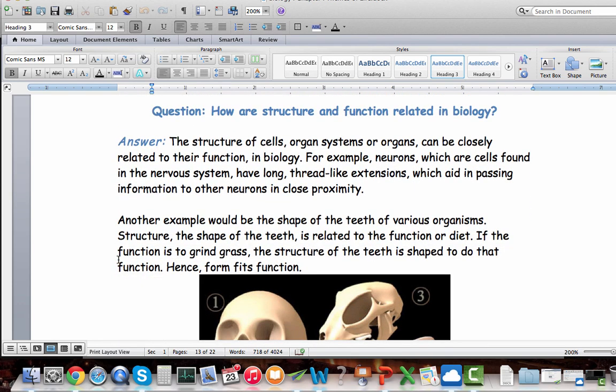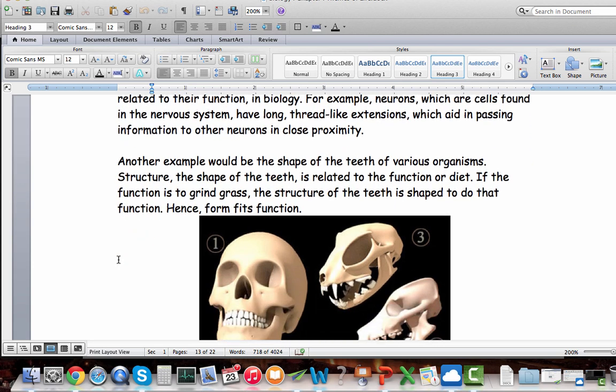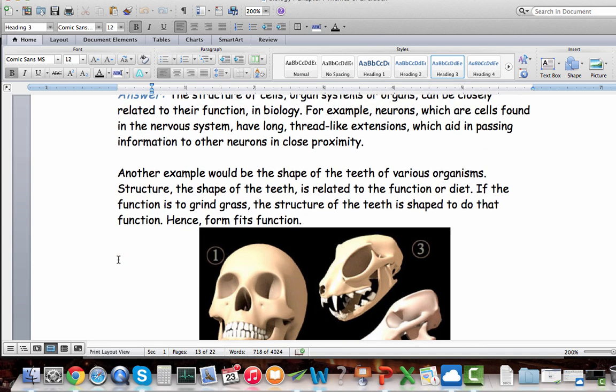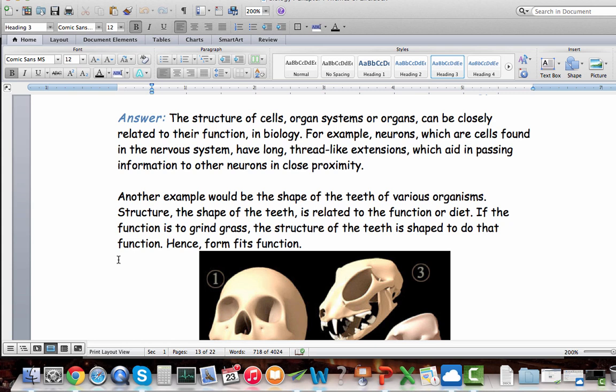Question: how are structure and function related in biology? Answer: the structure of cells, organ systems, or organs can be closely related to their function in biology. For example, neurons, which are cells found in the nervous system, have long, thread-like extensions which aid in passing information to other neurons in close proximity.